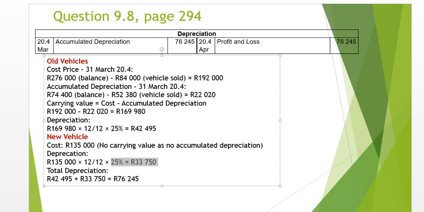If you look at our older vehicles, we know that our cost price on our older vehicles, our balance was 276,000 Rand, but that includes the 84,000 Rand of the vehicle which we sold. So we need to take that 84,000 Rand out of that balance to get to a cost price of 192,000 Rand, because we do not own that 84,000 Rand vehicle anymore.